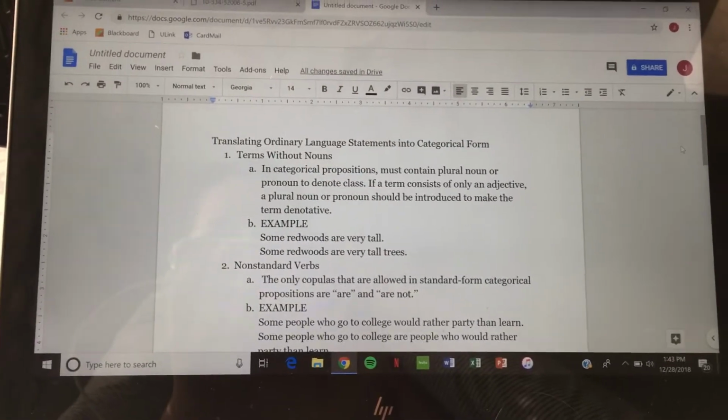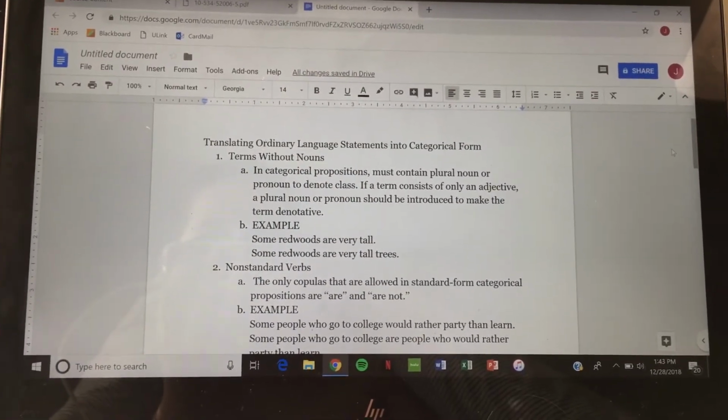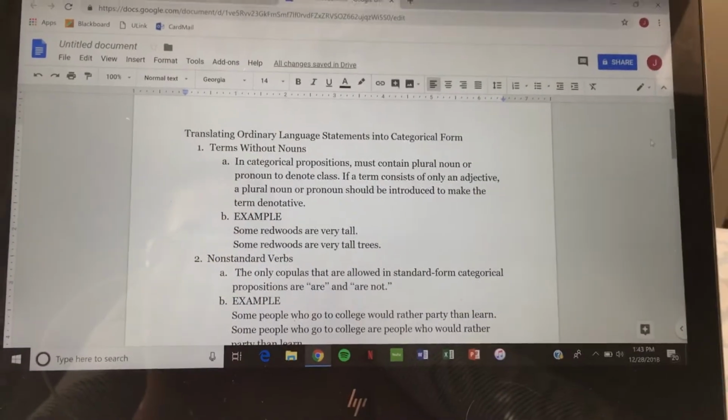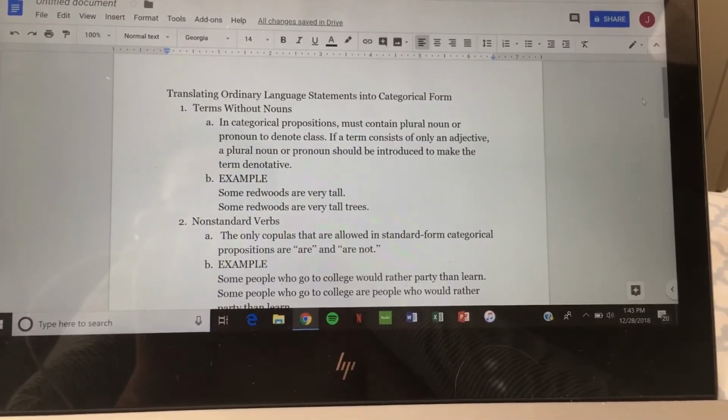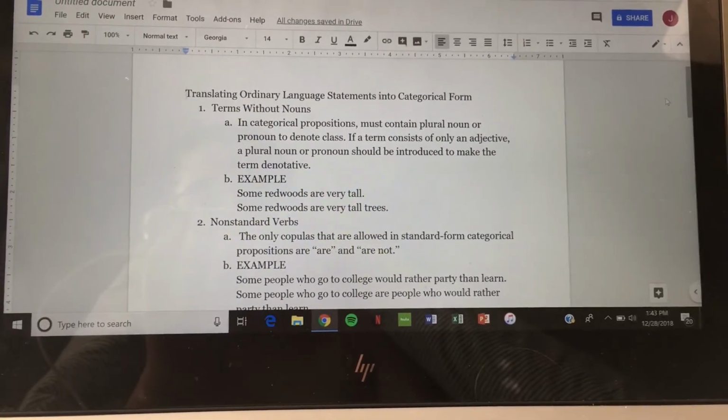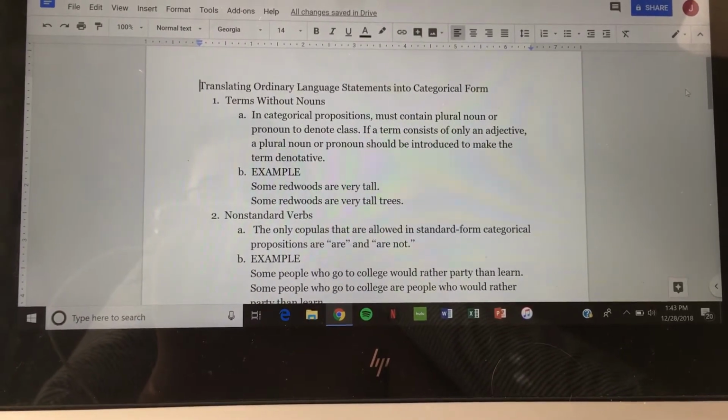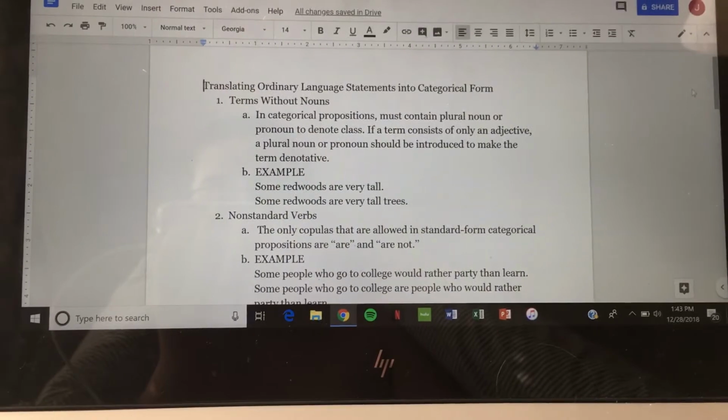In this chapter, we learned about categorical propositions. And what I'm going to be talking about today is how to translate ordinary language statements into categorical form. And so I've outlined 5 of the ways that ordinary language can be turned into categorical form.